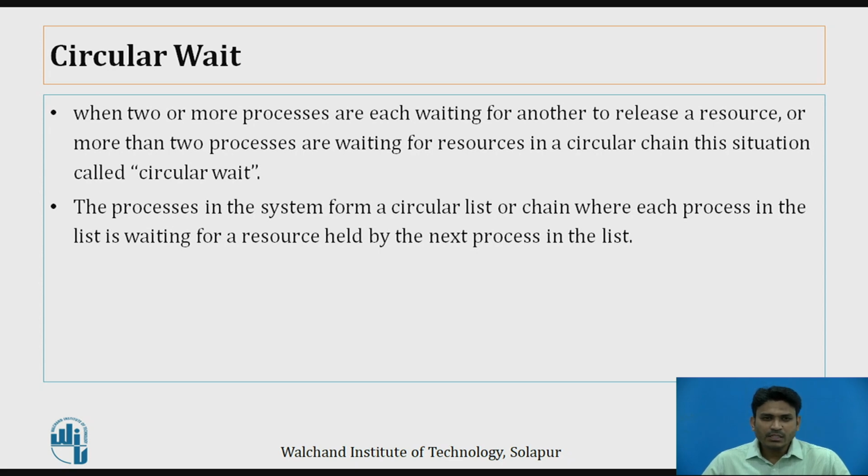It means in this circular wait, different processes are there and each process is holding resources, and here each process is also requesting resources. Now the resources become a chain. It means P1 is requesting P2's resource, P2 is requesting P3's resource, P3 is requesting P4's resource. In that way it creates one circular chain. That's called circular wait.